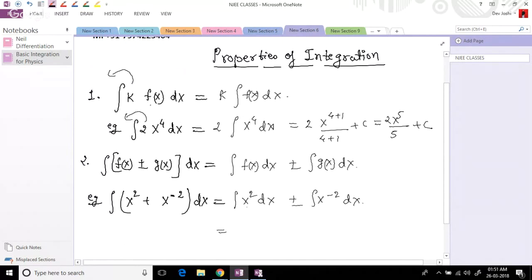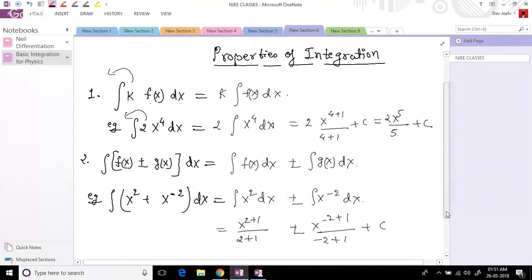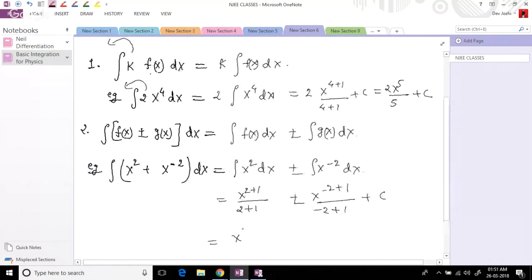So it is going to be equal to, again applying the same formula, x to the power n plus 1 upon n plus 1, so x to the power 2 plus 1 upon 2 plus 1, plus x to the power minus 2 plus 1 upon minus 2 plus 1, plus a constant c. So it is x to the power 3 upon 3 plus x to the power minus 1 upon minus 1 plus c. That will be your complete answer. Correct? So this is how we can proceed with the numericals.